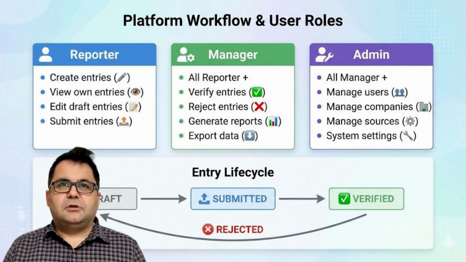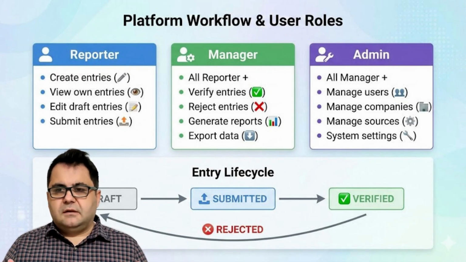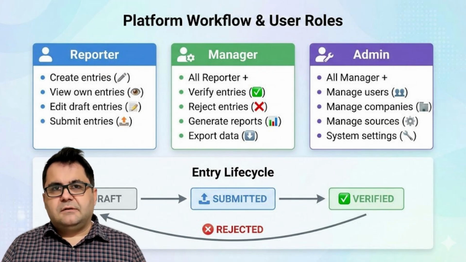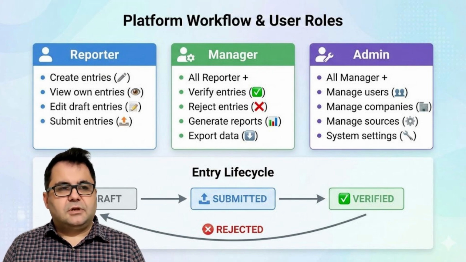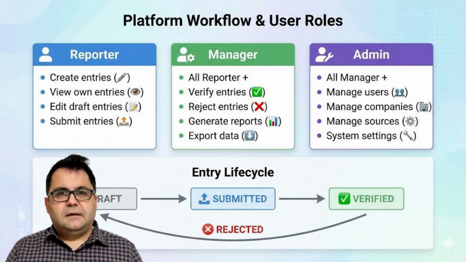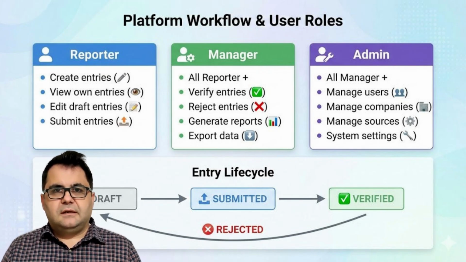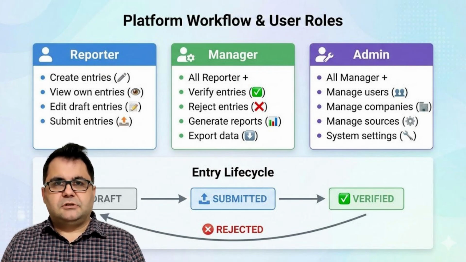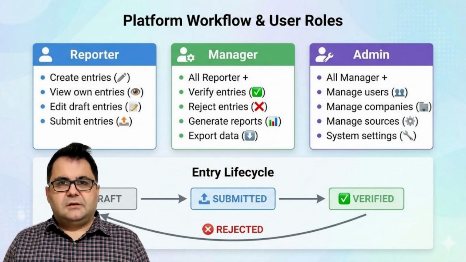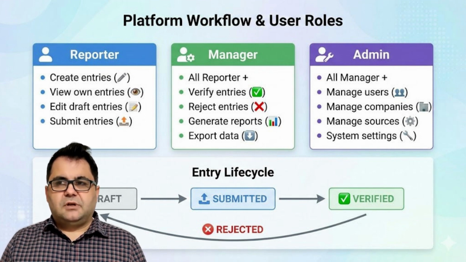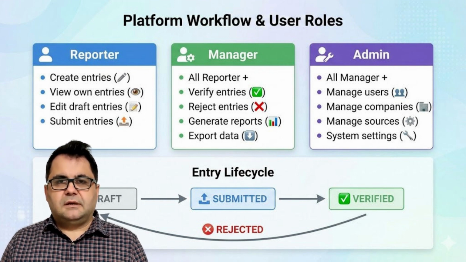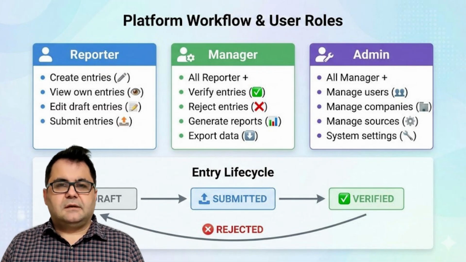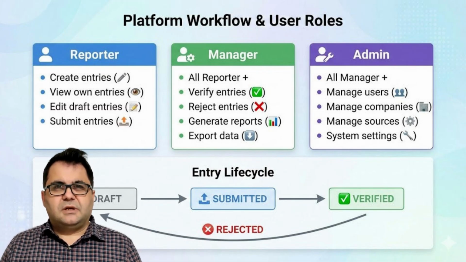Our platform has 3 user roles with different permissions. Reporters are the frontline data collectors. They create emission entries, edit their drafts, and submit them for review. Managers can do everything reporters can, plus they can verify or reject submitted entries and generate reports. Admins have full access, including user management and system configuration. Notice the entry lifecycle at the bottom. An entry starts as a draft, gets submitted for review, then either verified or rejected. Rejected entries go back to draft for correction.